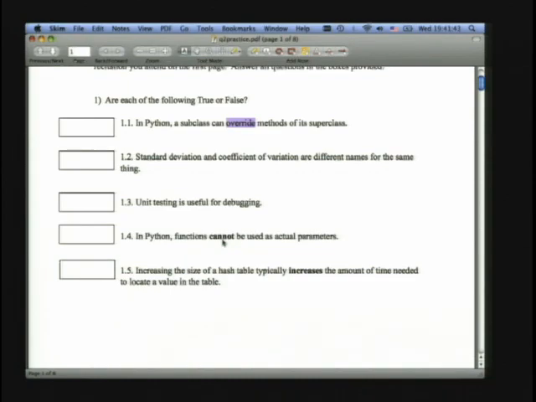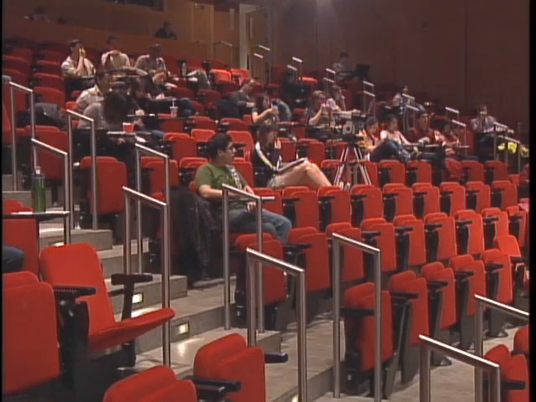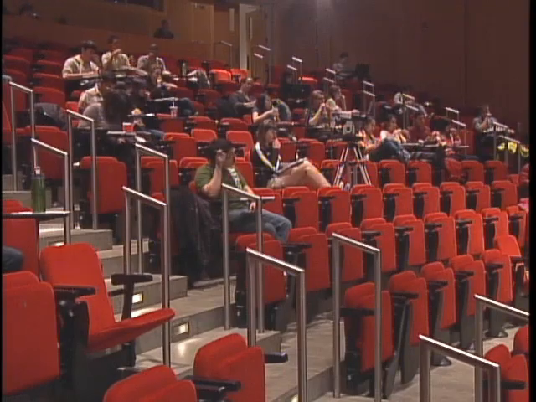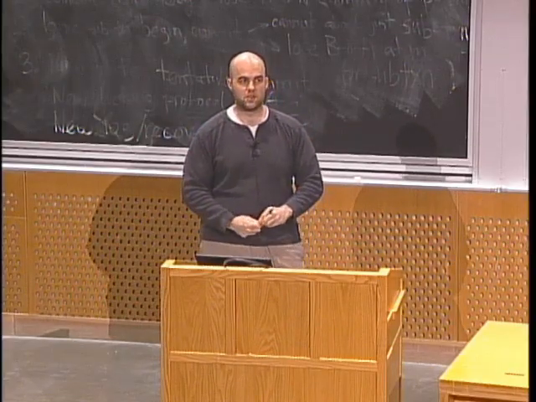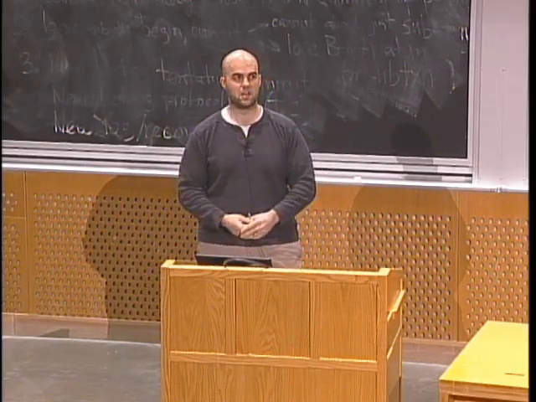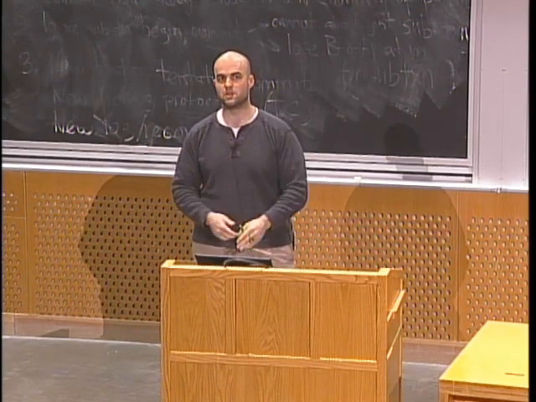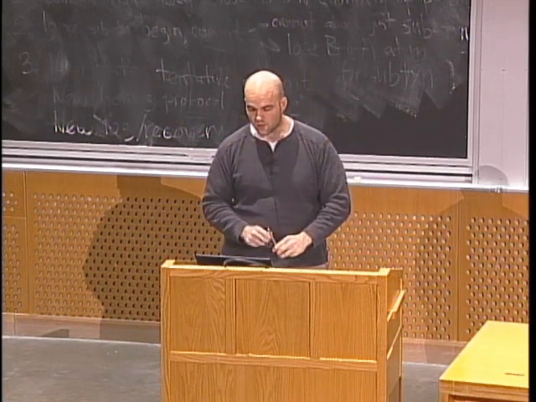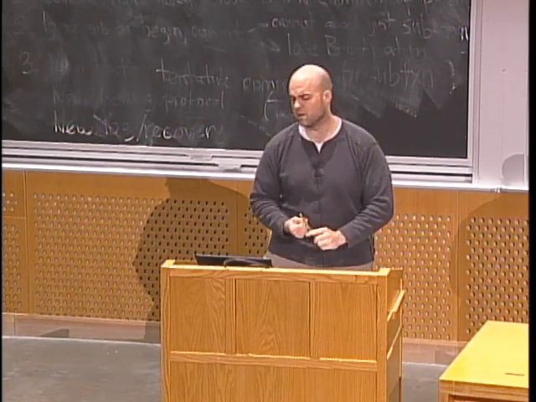False. Why? Well, you could just rephrase the question. But a better answer is that functions are first-class citizens. So they're objects in and of themselves, and so you can pass them around to a function, and functions can make use of them. So we might see an example of that later on, if you want.